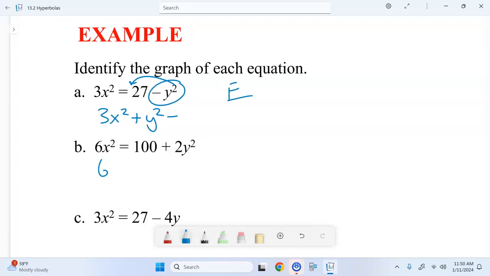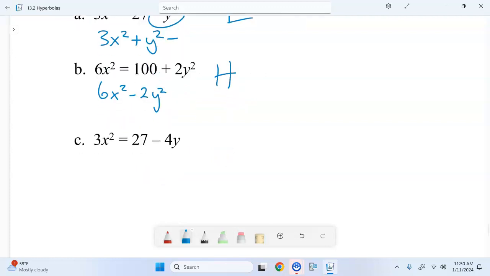When we move it over, if we have a subtraction, it has to be a hyperbola. If one of our terms is not squared, it must be a parabola. And if we have two squared terms and no leading coefficient, it has to be a circle. All right, let me leave.